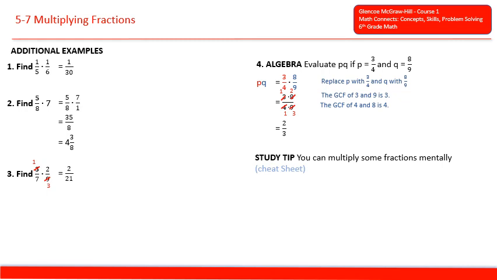Study tip. You can multiply some fractions mentally. So if we have 1/3 of 3/8, we get 1/8. 2/3 of 3/8, we get 2/8, or 1/4.